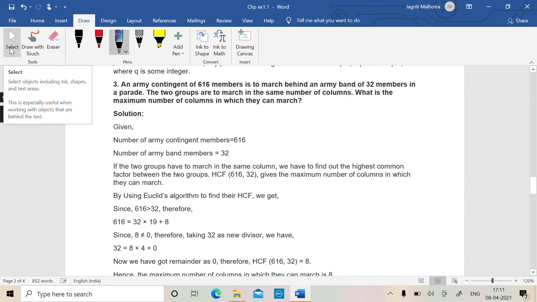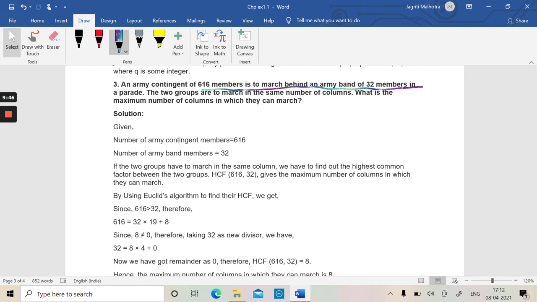Okay, an army contingent, let us study this. An army contingent of 616 members is to march behind an army band of 32 members in a parade. The two groups are to march in the same number of columns. The question is we have to find the maximum number of columns in which they can march. Then that means we have to find the HCF of 616 comma 32.